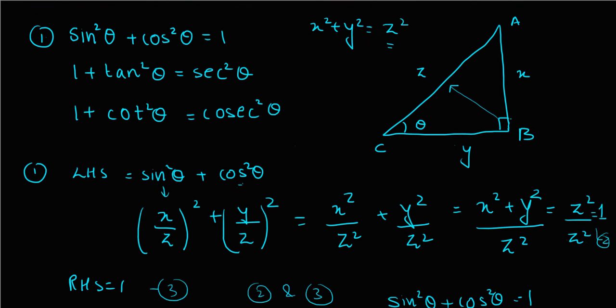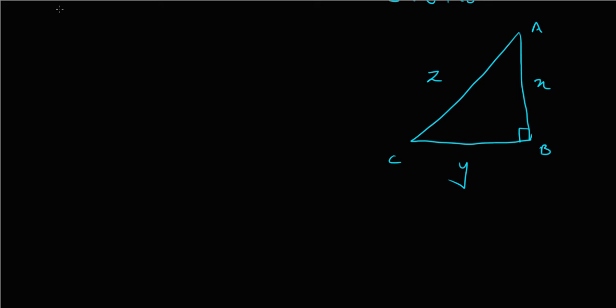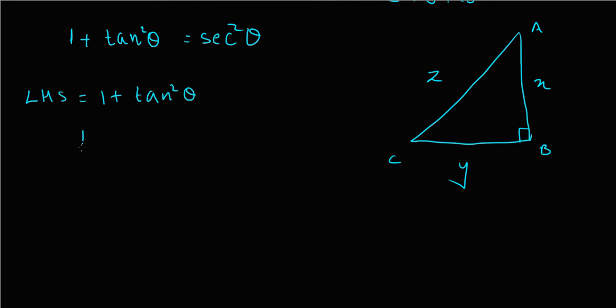The next is 1 plus tan square theta equal to sec square theta. I have redrawn the triangle over here. The next identity that we need to prove was 1 plus tan square theta equal to sec square theta. I'll start with my LHS. LHS is 1 plus tan square theta. 1 as it is, let's take this as theta. Tan is given by opposite by the adjacent. Opposite to theta is x and adjacent to theta is y. So 1 plus x by y whole square is 1 plus x square by y square.